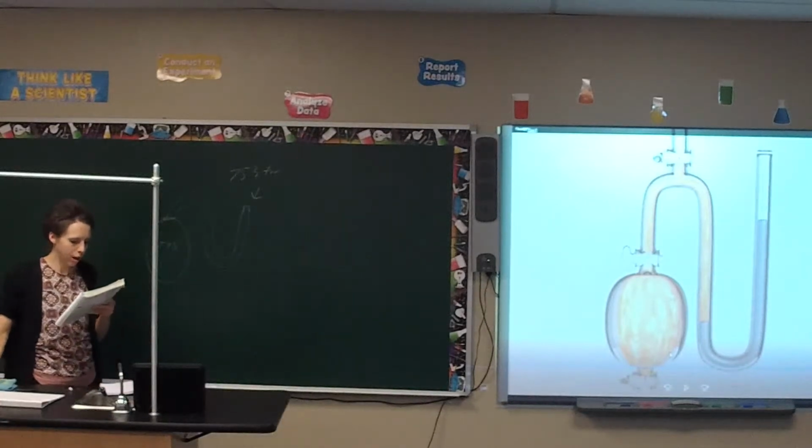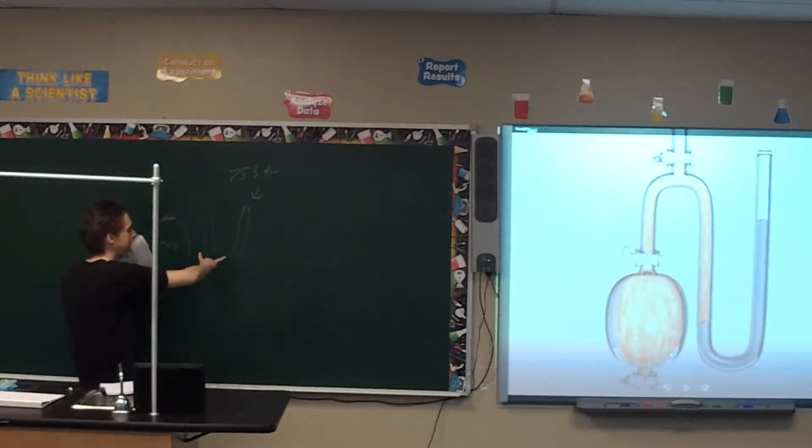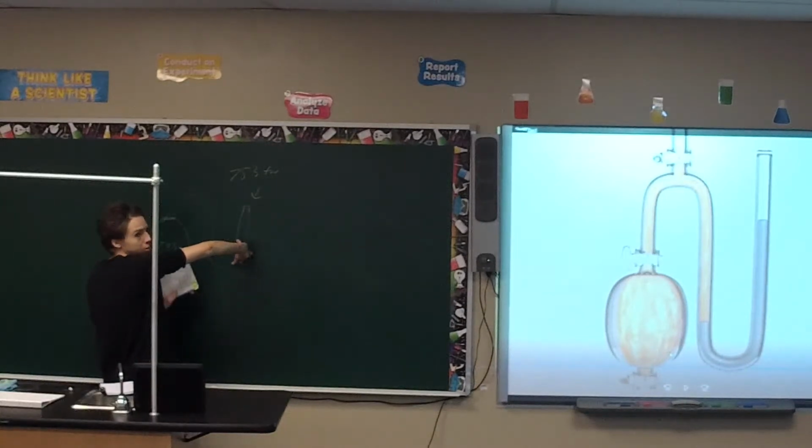So that's the atmospheric pressure. It says the mercury level on the atmospheric side is 33 millimeters higher than the level on the flask side. So the mercury level on the atmospheric side is higher. If it's higher on the atmospheric side, that means the gas is stronger.